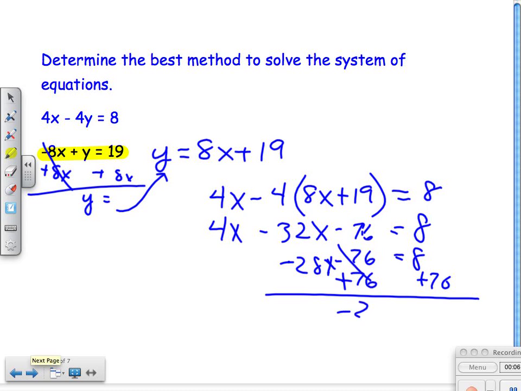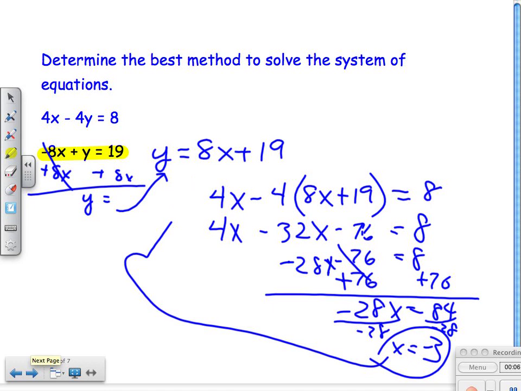And we get negative 28x equals 84. And if we divide by negative 28, we find out x equals negative 3. And then, of course, you take your negative 3 and substitute it back in to find out what y equals. Okay?